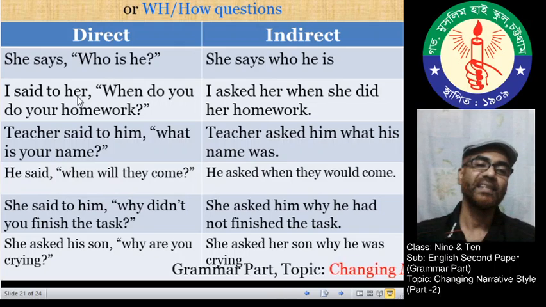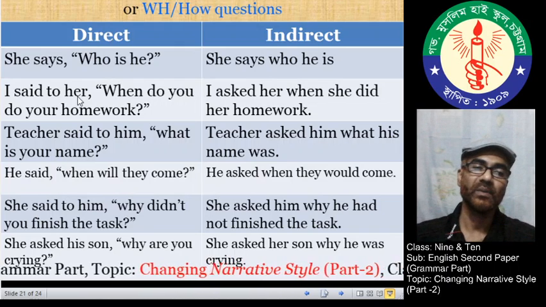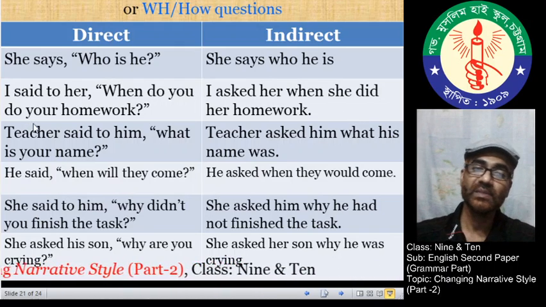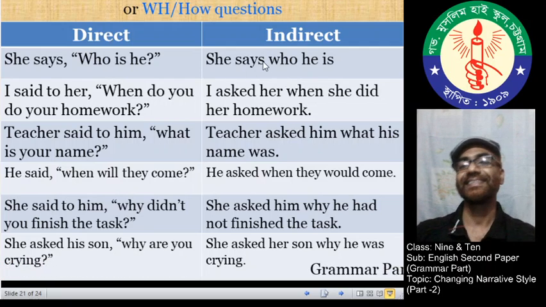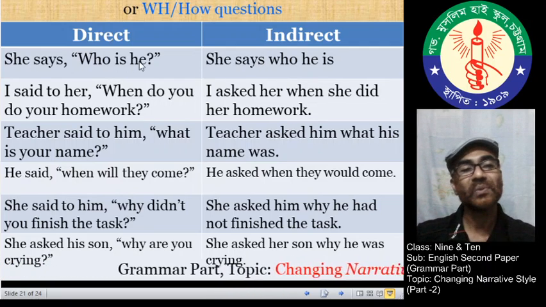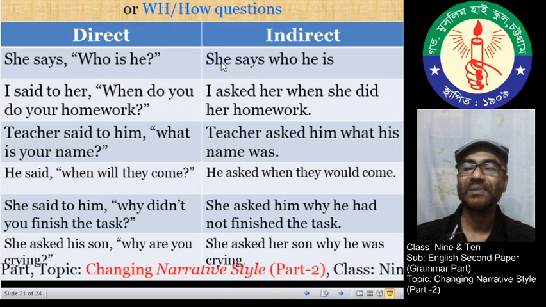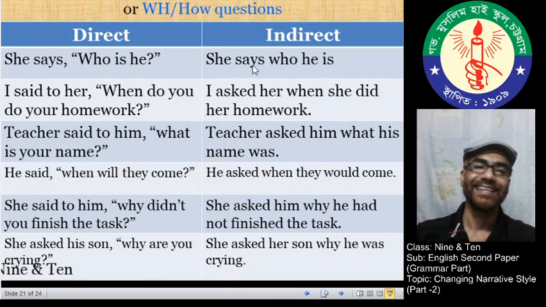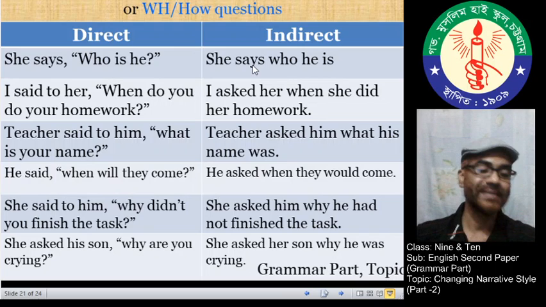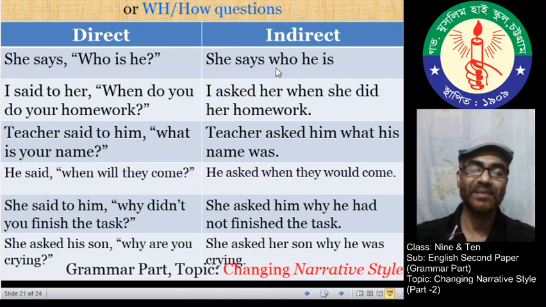And next one, I said to her, when do you do your homework? I asked her. Yes, also here is another mistake. She says who is he? We should use here she asks who he is. Actually it's a mistake made while making the slides.